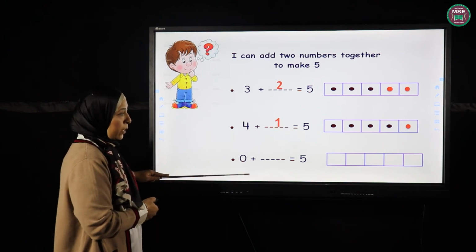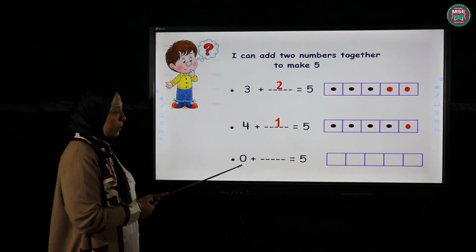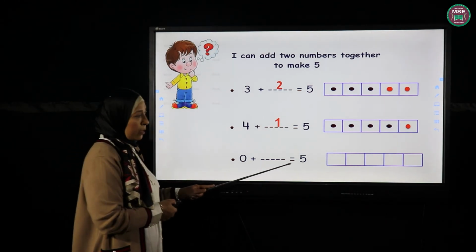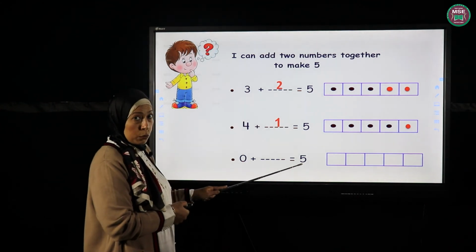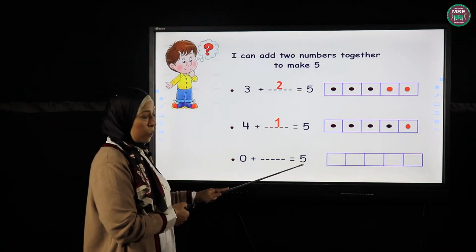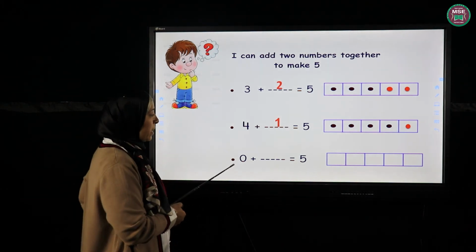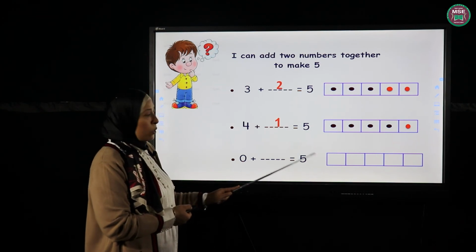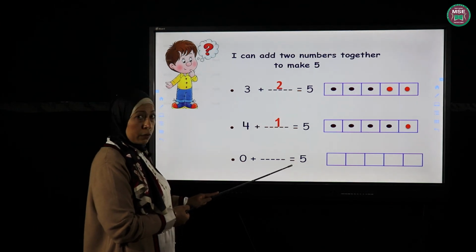Here I have 0, plus a missing number that I don't know, and equals number 5 also. What number is after the equal sign? 5. So this is the number I want to make, right? And here I have 0. 0 means nothing. Look at the frame, no dots at all. And I want to make number 5, the number that comes after the equal sign.